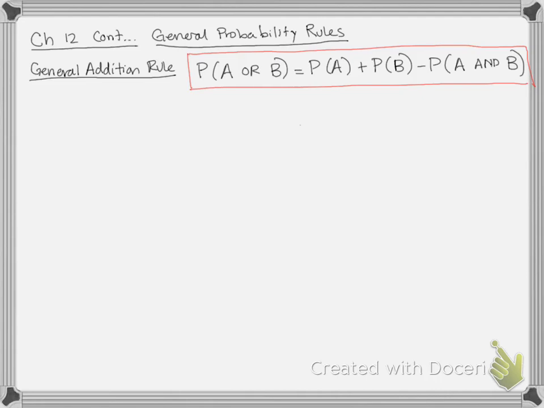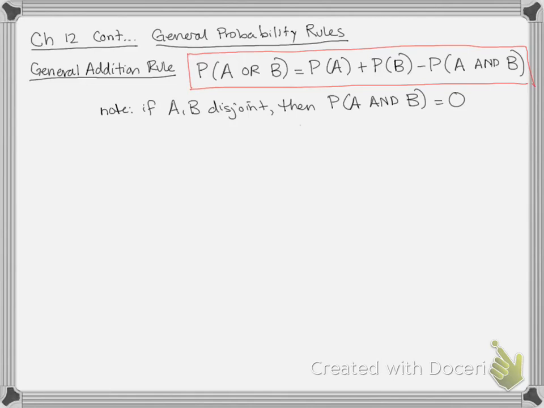And then I want to just say that note, if A and B are disjoint, then the probability of A and B, remember disjoint means they can't happen at the same time, so there is no overlap. So we would just not subtract anything, and we'd be back at the regular addition rule.